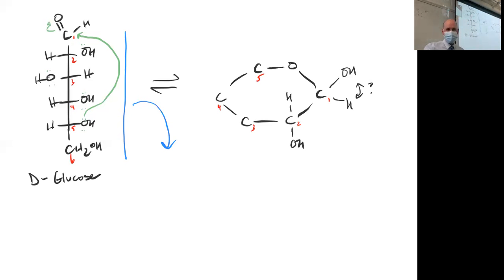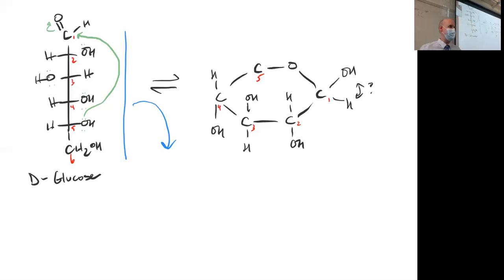All right, what about for carbon number 3? When I tip that thing down, where's the OH, up or down? Up, yeah. H is down. All right, what about 4? Where's the OH? Down, yep.